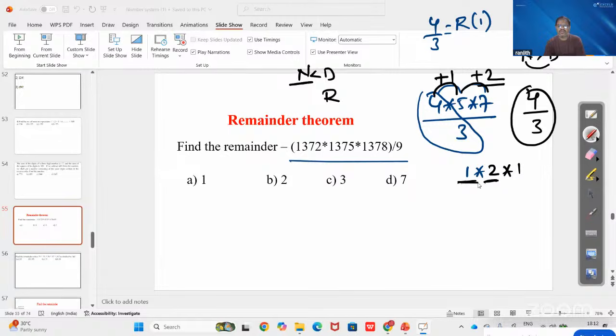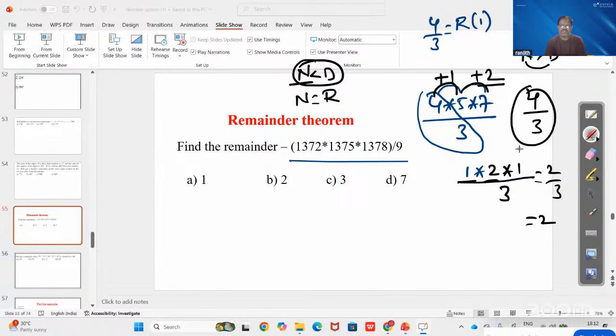So 1 into 2 into 1 divided by 3. 1 2s are 2, 2 1s are 2. So that is 2 by 3. Here numerator is less than denominator. Whatever the numerator we are having, that will be the remainder. So the answer will be equal to 2.